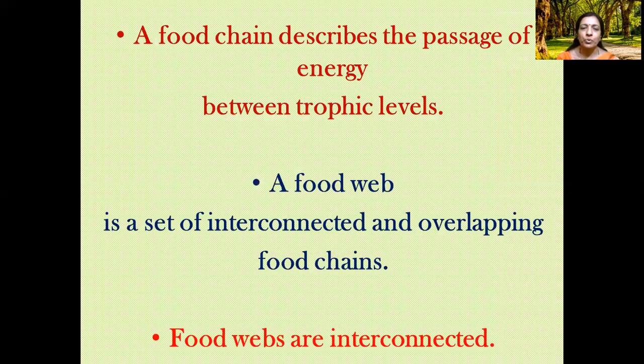Now, I'm sure that these main concepts are clear to you. So, a food chain describes the passage of energy between one trophic level to the other. A food web is a set of connected and overlapping food chains. And food webs may also be overlapping each other. So, food chains and food webs. These are two important concepts which you should be very clear about.